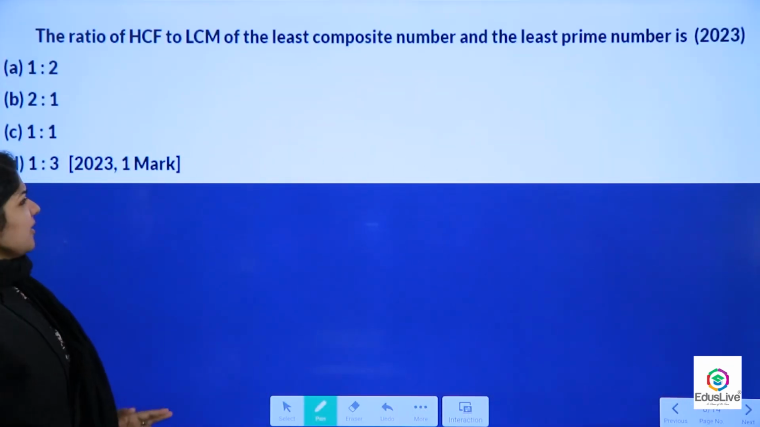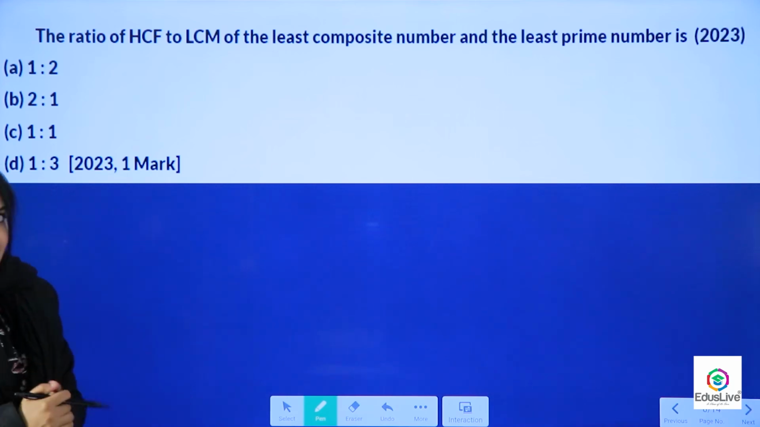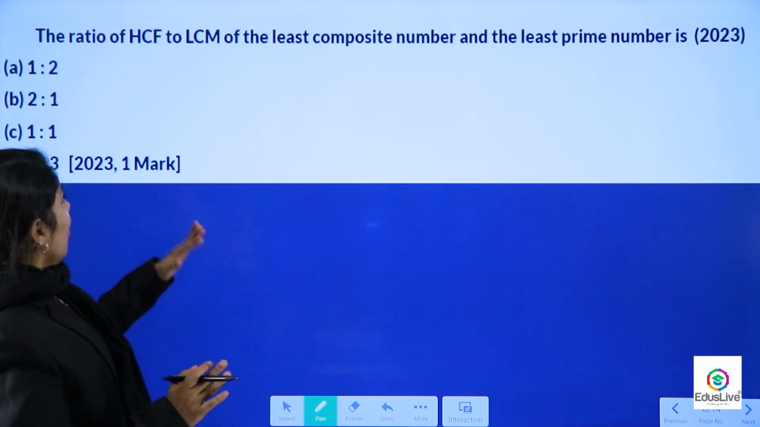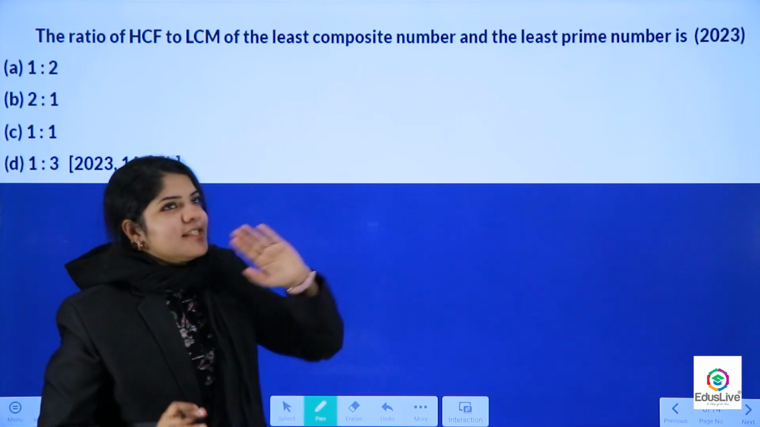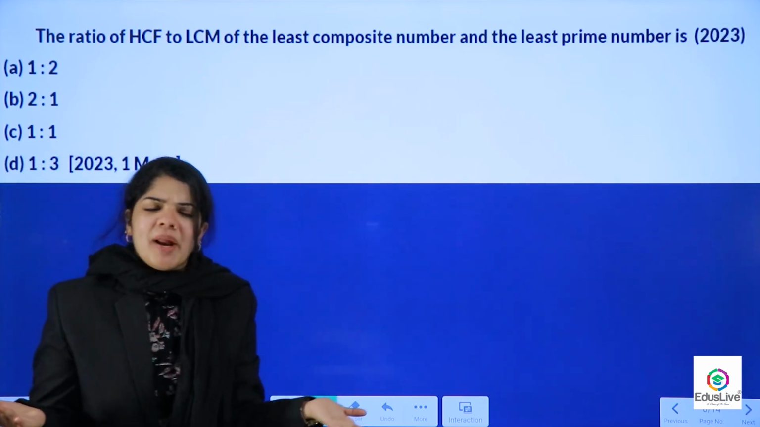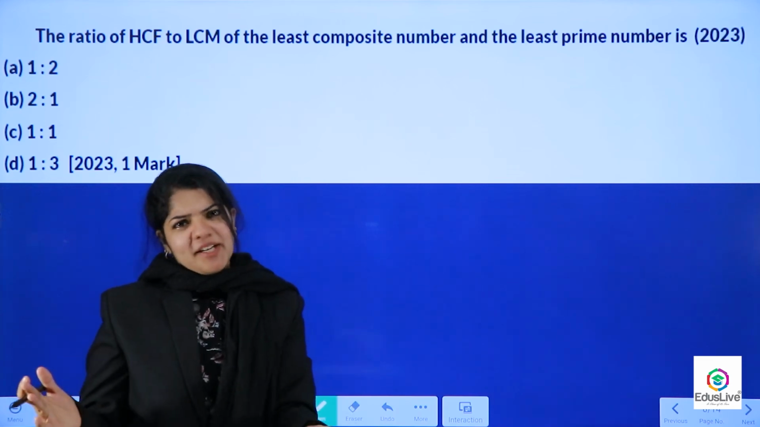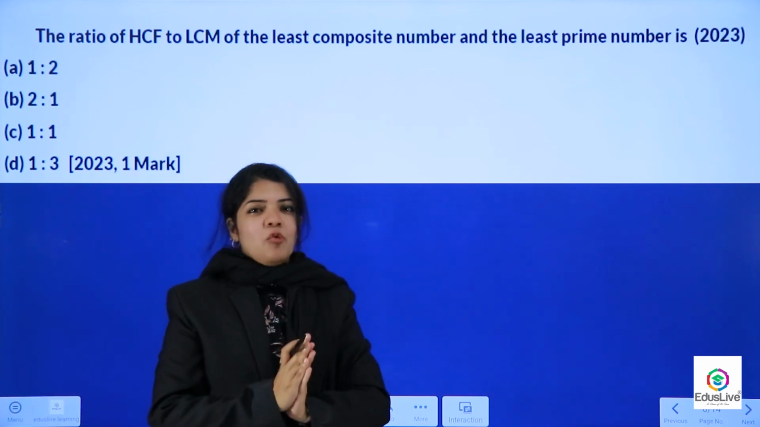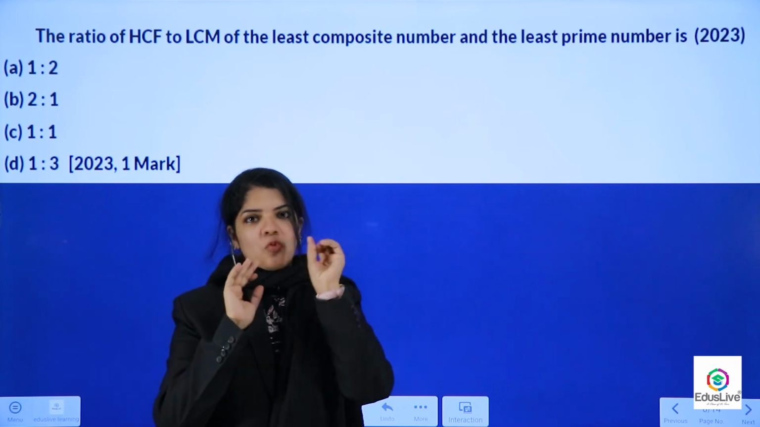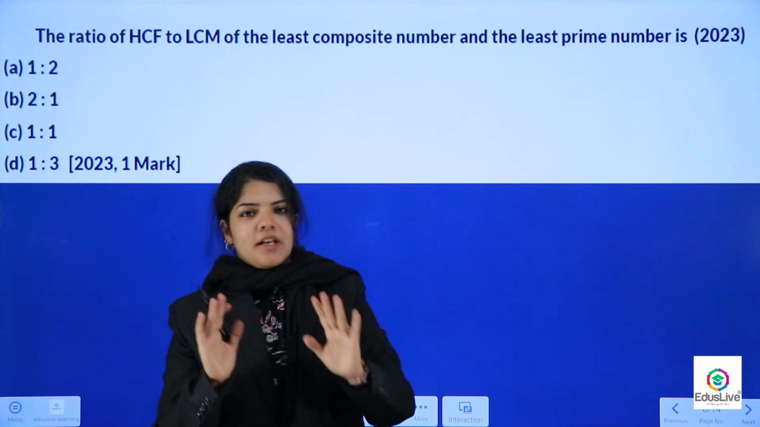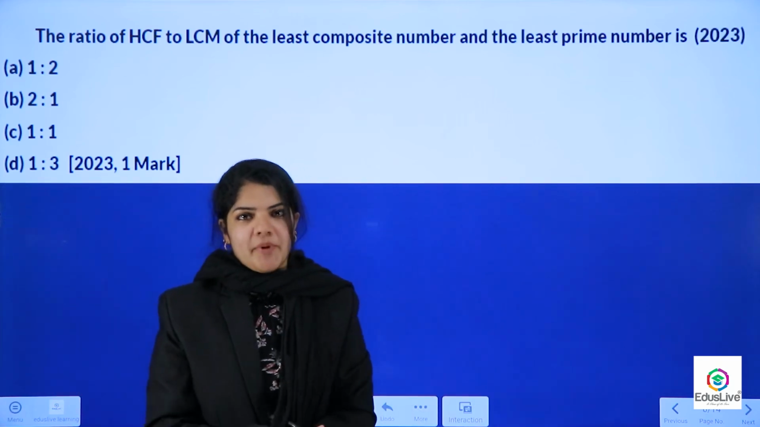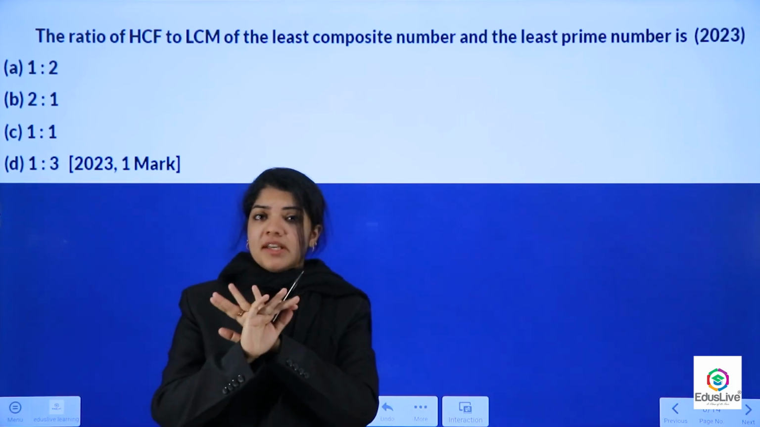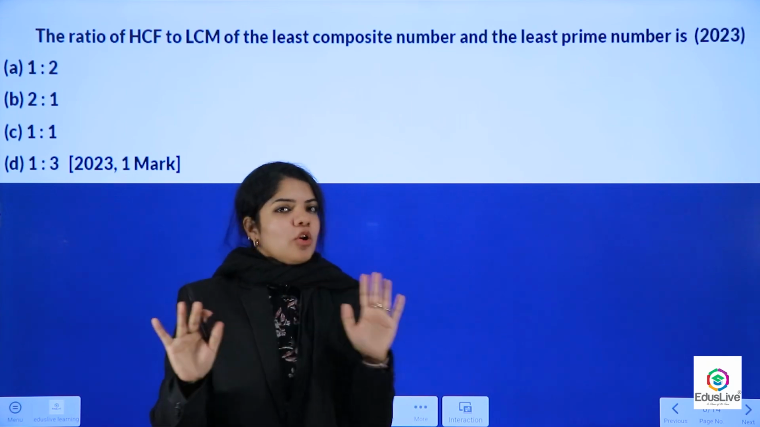The next question is very simple and it's from 2023 paper. The ratio of HCF to LCM of least composite number and least prime number. Prime numbers we already discussed. What are prime numbers? Prime numbers means numbers which have only two factors, that is 1 and that number. Composite numbers means the numbers other than the prime numbers. And remember, 1 is neither prime nor composite.